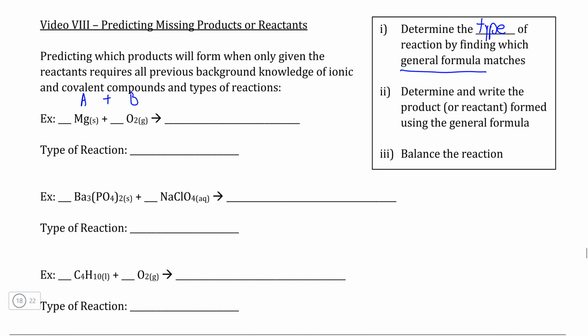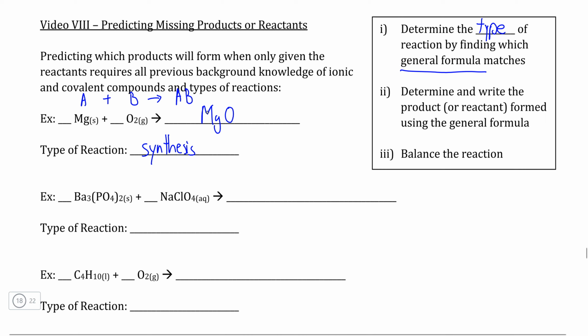Now, for those that remember their types of chemical reactions, you'll recognize that there is only one type of chemical reaction that involves singular elements reacting with each other, and that, of course, is the synthesis reaction, in which the two elements A and B join together in order to form a single compound as the product AB. And this, of course, would be magnesium oxide in this case.